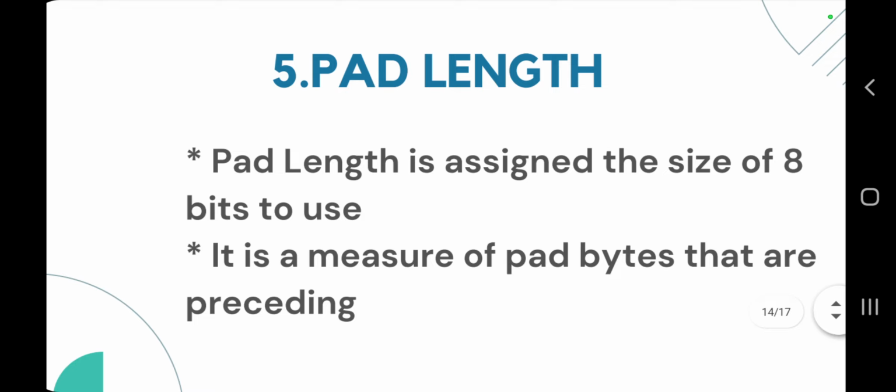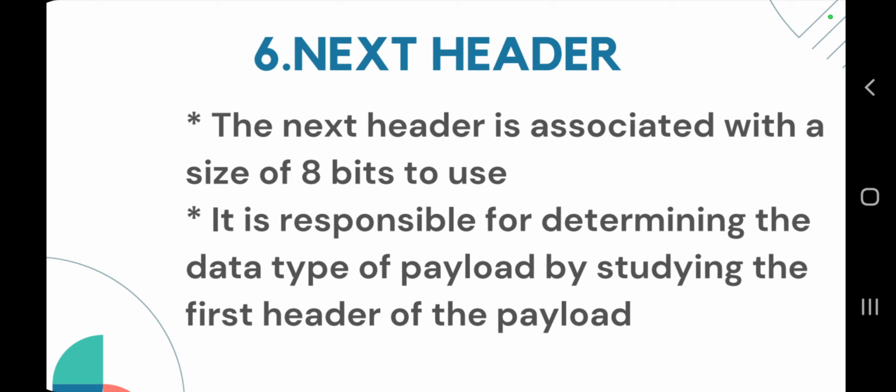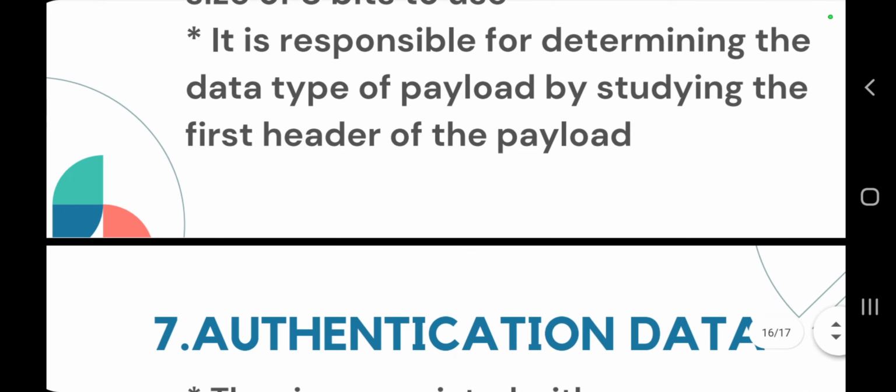The fifth one is pad length. The pad length is assigned a size of 8 bits. It is a measure of the pad bytes that are preceding. Sixth one is next header. The next header is associated with a size of 8 bits. It is responsible for determining the data type of the payload by studying the first header of the payload.